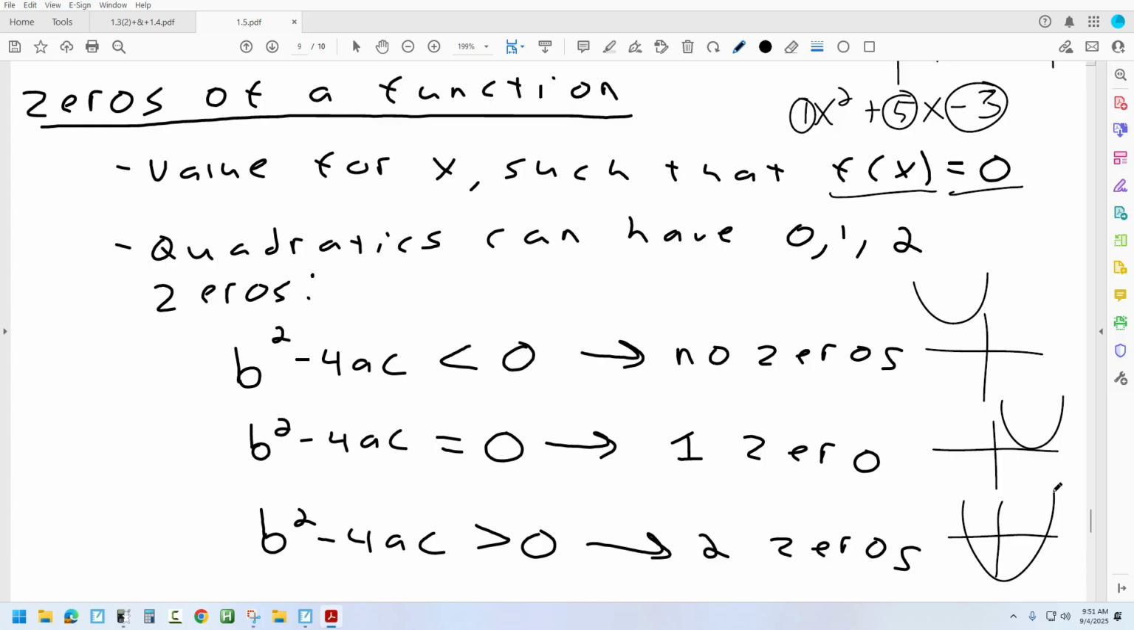And there are different reasons why we would want to know how many times it crosses the x-axis, but for now, I'm just showing you how you can figure out how many times. What this formula doesn't tell you is where it crosses. So if you want to know exactly where this point is right here, then you have to do the whole quadratic formula. Okay? But if you're just interested in how many times, b squared minus 4ac will tell you. Any question on that?